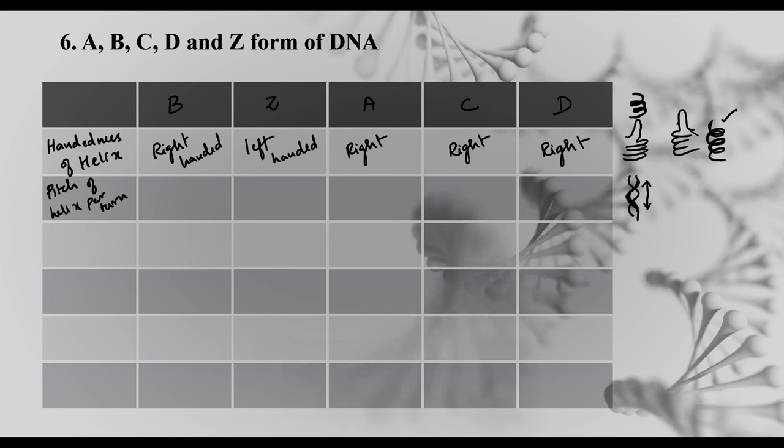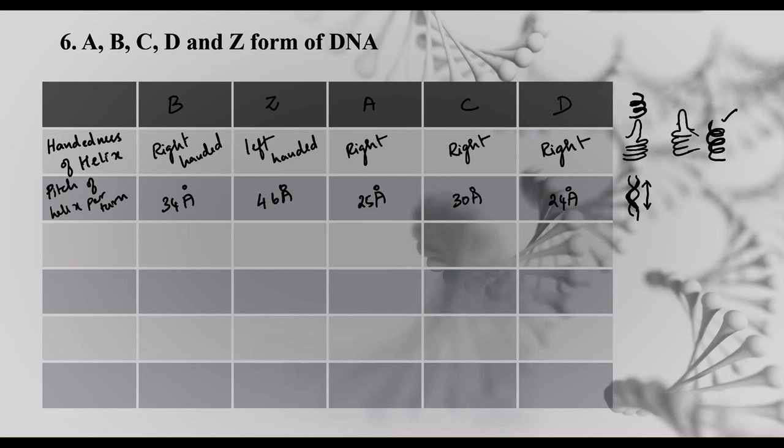If we take the B form, we already know about it. It is about 34 Angstrom. If we take the Z, it will be 46 Angstrom. For the A, it will be about 25 Angstrom. For the C, it will be about 30. And finally, for the D, it will be 24 Angstrom.